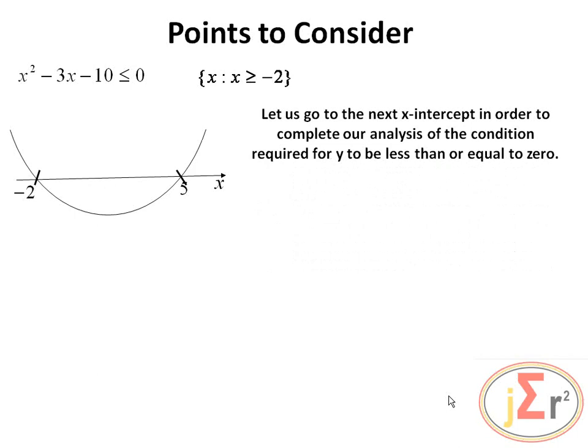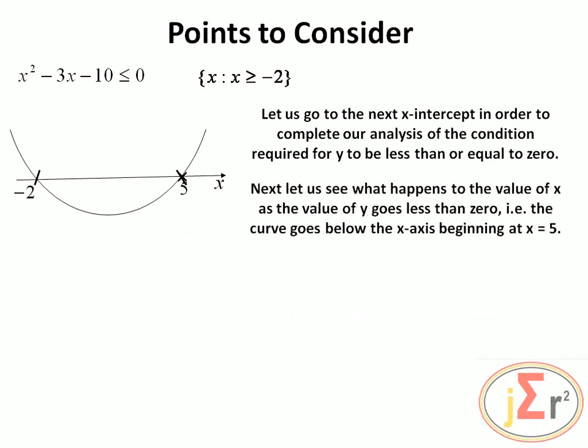So let us go to the next x-intercept, which is 5, in order to complete our analysis of the condition required for y to be less than or equal to 0. And that condition is described in terms of x. So for y less than or equal to 0, we'll go from here and we'll go down, where y is going down below 0, and see what is happening to the value of x in the meantime. Next, let us see what happens to the value of x as the value of y goes below 0. That is, the curve goes below the x-axis beginning at x equal to 5.